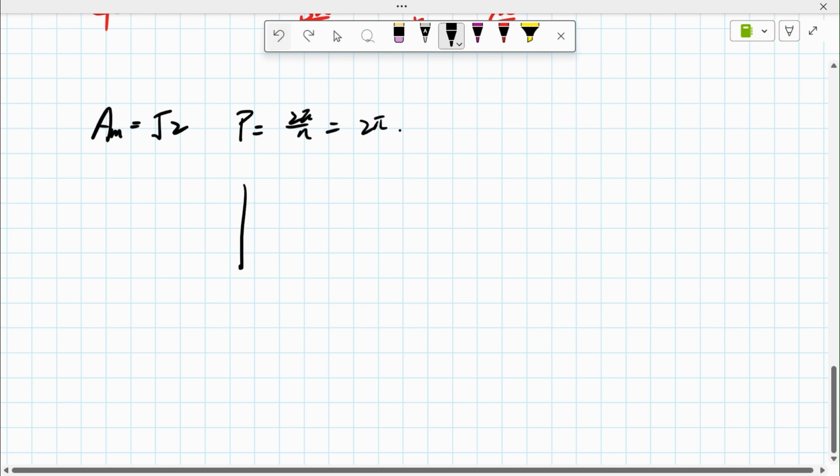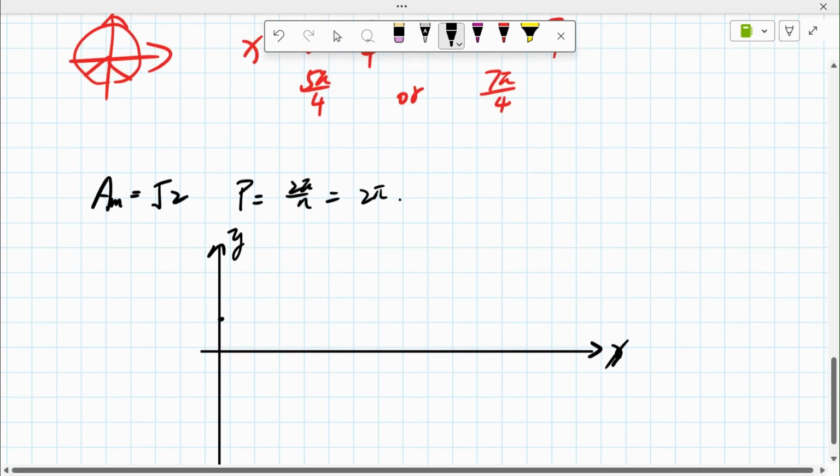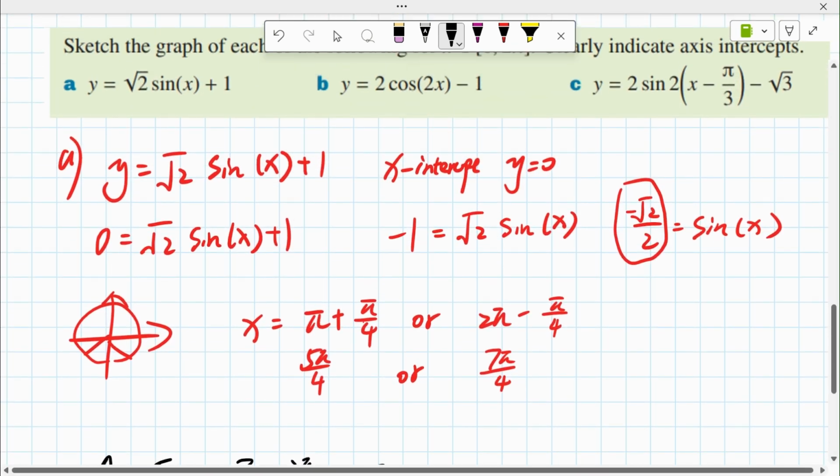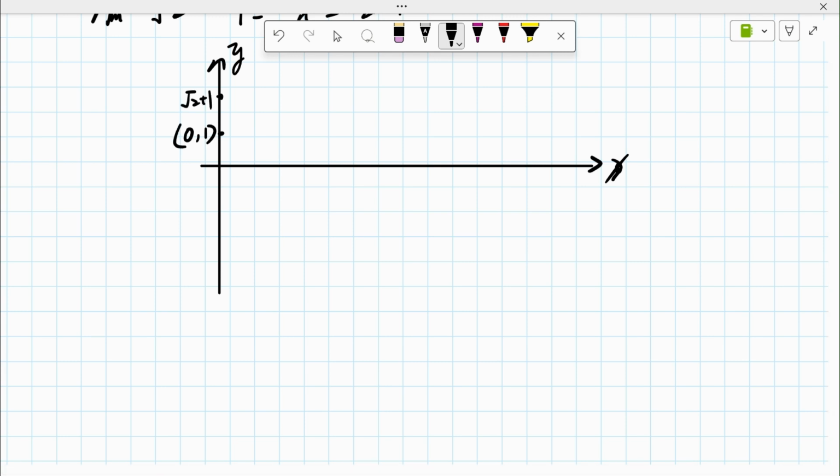Sorry, start again. That was a terrible line. Yeah, better. So we're going to start with x and y. When x equals 0, we can say y equals 1, so 0, 1 is your starting point. And root 2 plus 1 is here, and this is 1 minus root 2.